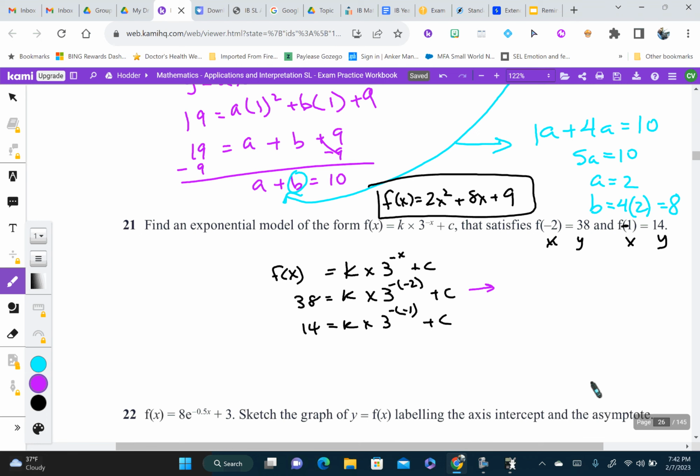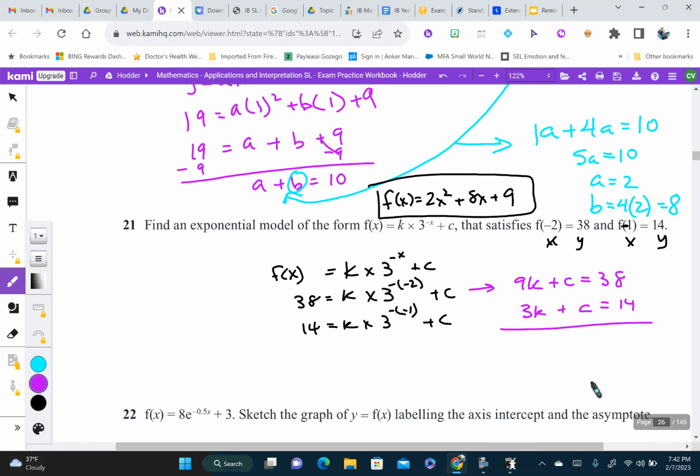I'm going to go ahead and take this one right here, and I'm going to make this simpler. So negative negative becomes a positive. 3 to the second power is 9. So I have 9k plus c is equal to 38. And I'm going to do the same thing here. Negative negative is a positive. 3 to the first is 3. So I have 3k plus c is equal to 14.